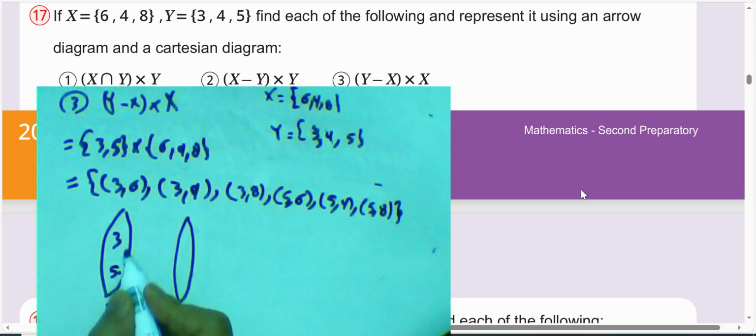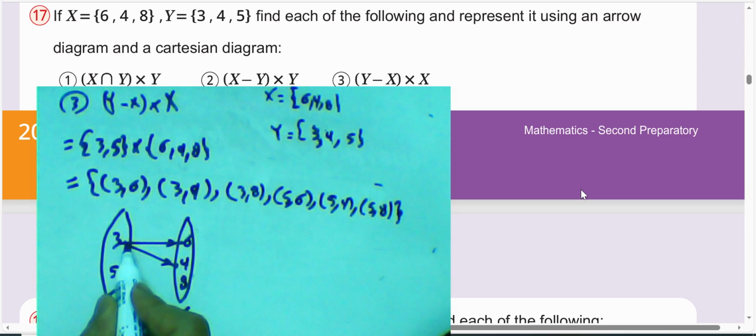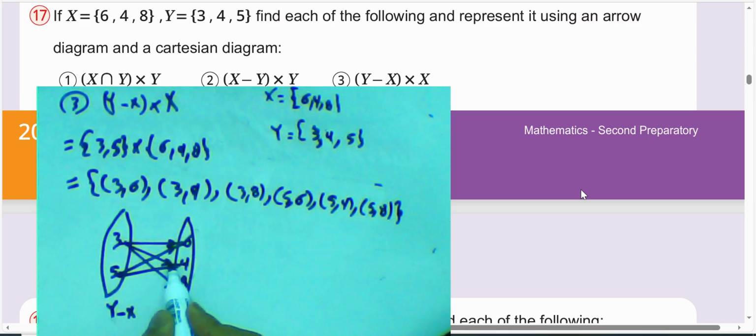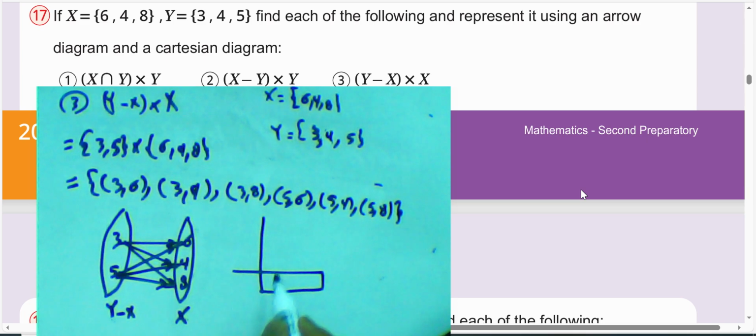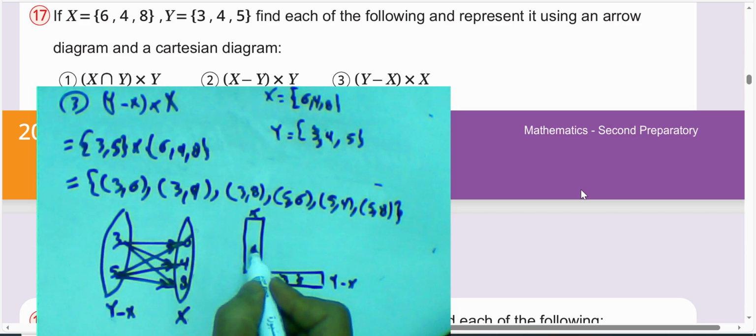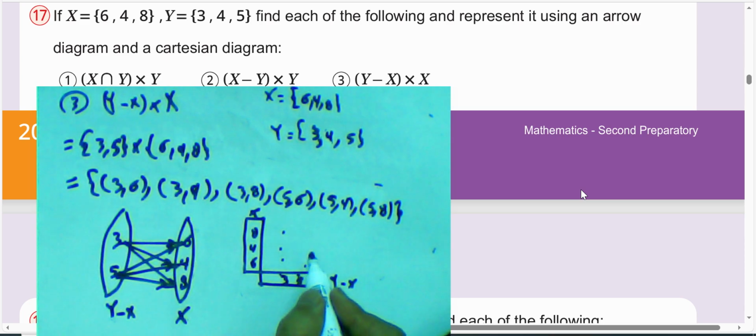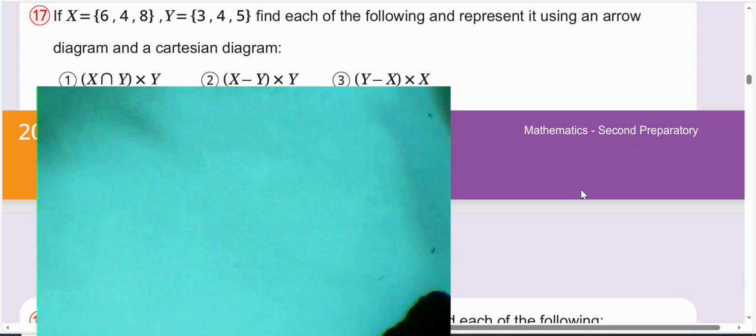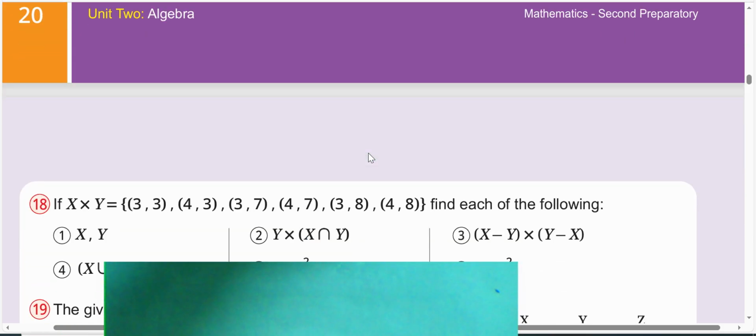As 3 and 5, and here 6, 4, and 8. Okay, then we can draw the Cartesian diagram also like this. We have y, difference x, and here x. We have 3 and 5 and here 6, 4, and 8. And write the image like this. And that's it.